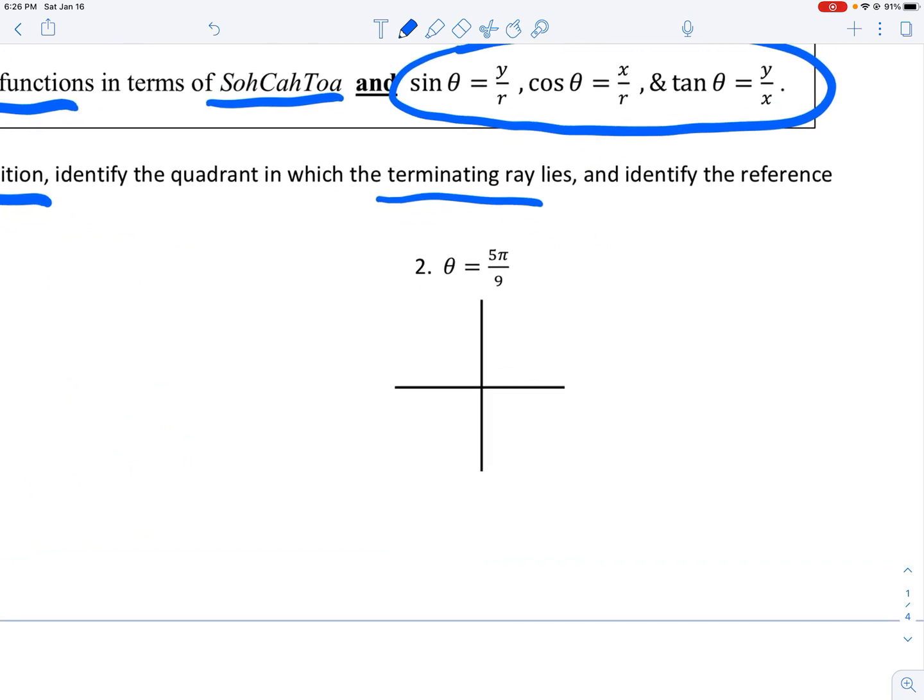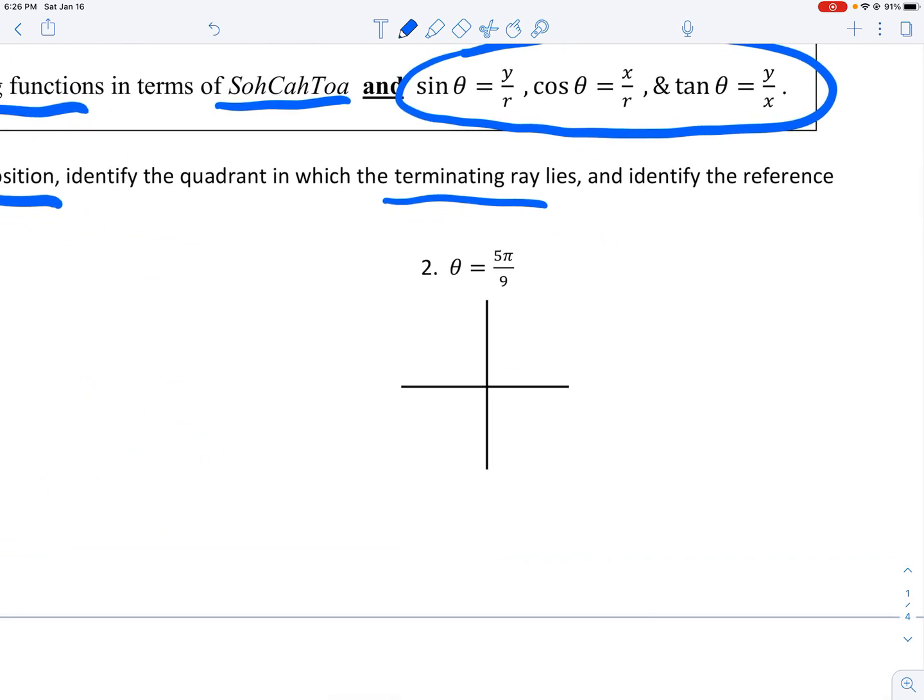All right? Theta equals 5 pi over 9. So remember, this is 0 and 2 pi, and this is pi. But I'm working with fractions, so it's always nice to rewrite pi in terms of the fraction you're working with. So our fraction is ninths. So this would be 9 pi over 9, because that reduces to 1 pi. So instead of writing 2 pi, this would be 18 pi over 9, because that reduces to 2 pi.